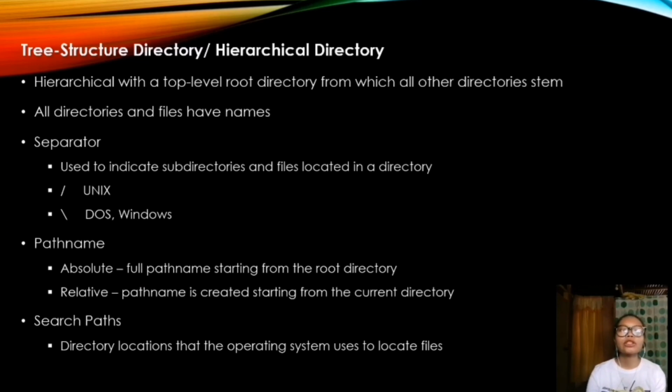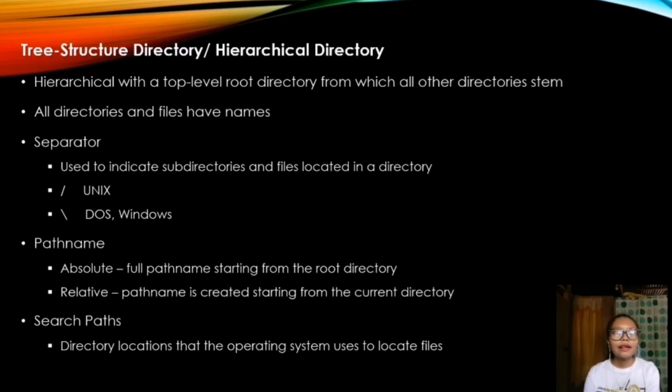Next is the tree-structured directory or the hierarchical directory, which is still under the directory structure. Hierarchical with the top-level root directory from which all other directories stem. All directories and files have names under this directory. It has elements, namely the separator, the path name, and the search paths. Separator is used to indicate subdirectories and files located in a directory. Examples of the separators are Unix, DOS, and Windows.